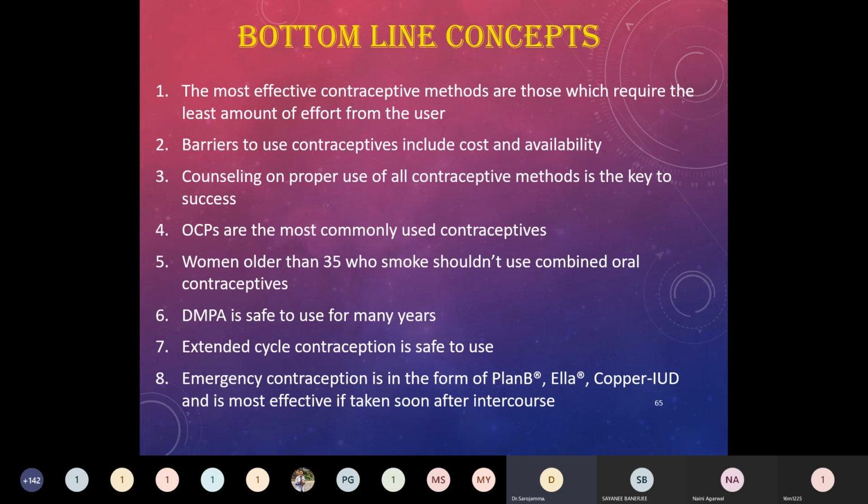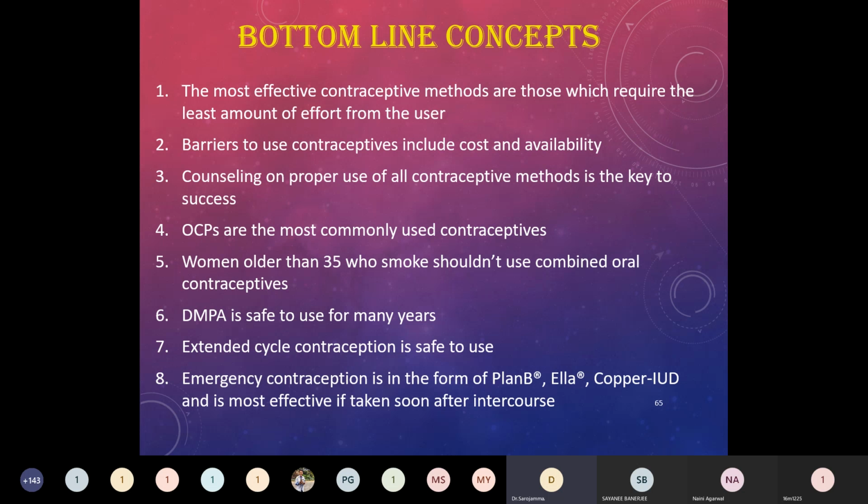And at the end of this, you should know that there are some concepts which you have to understand. The most effective contraceptive methods are those which require the least amount of effort from the user. Barriers, which we learned last class, include cost and availability to give protection. Counseling is essential for any type of contraceptive usage. Proper use of any method is the key to success.